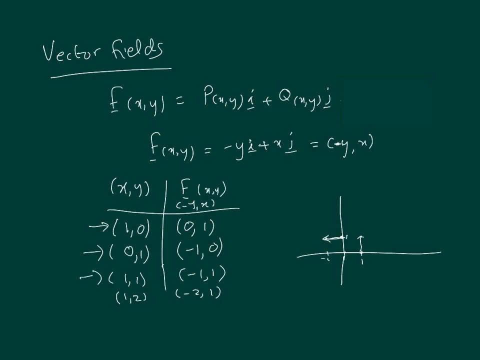So let's try another one, say 1, 1. 1, 1 means that you're looking at this point here, and I'll put it in yellow so maybe you can see it. There's the point 1, 1, and the vector is minus 1, 1. Minus 1 in the x direction means we're going to go to the left by 1 unit. So from here, we go left 1 unit, and then up by 1 unit. So it's going to be up here. So it's this point.